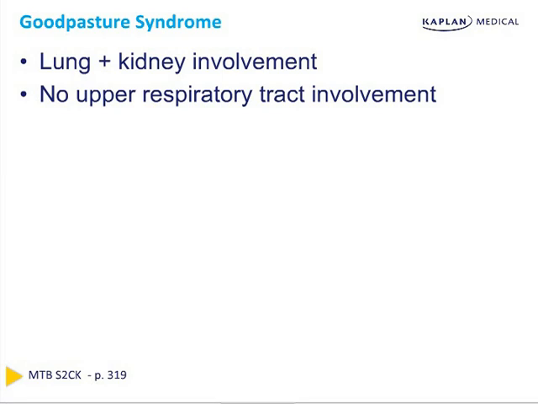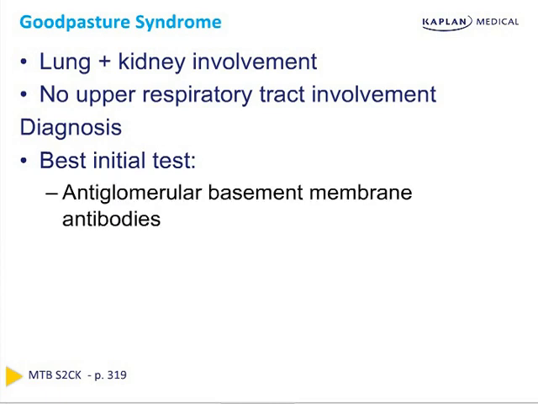The important thing about Goodpasture is that only the lung and kidney are involved. There's no skin, joint, GI, or neurologic involvement. This also helps you differentiate Goodpasture from other vasculitic processes. Now, to make the diagnosis of Goodpasture, the best initial test is to look for anti-glomerular basement membrane antibodies. These are antibodies that target type 4 collagen.